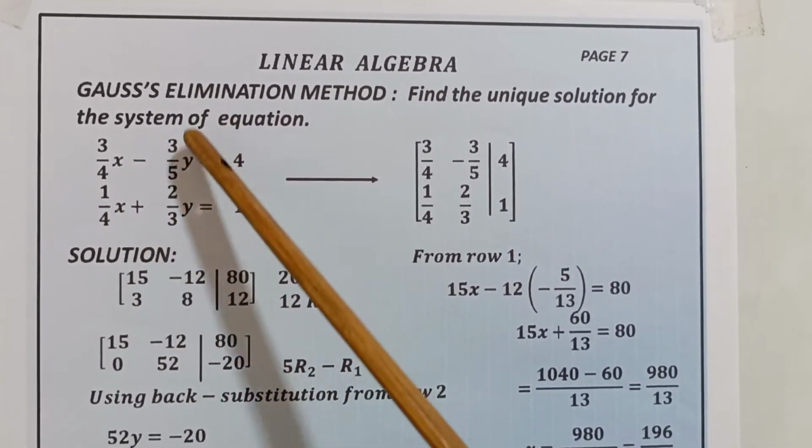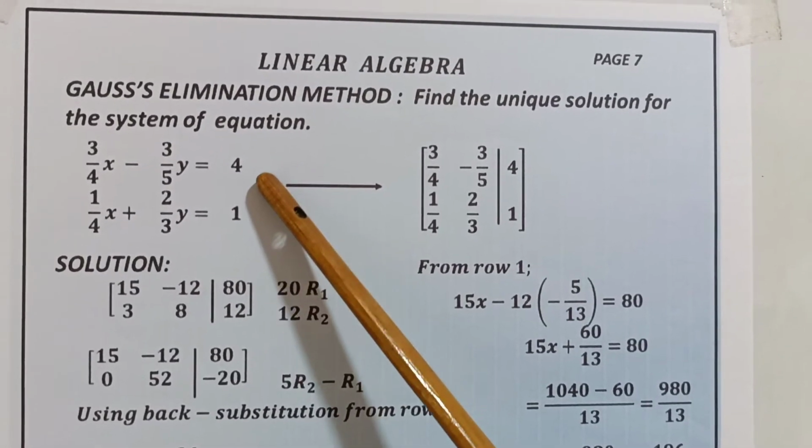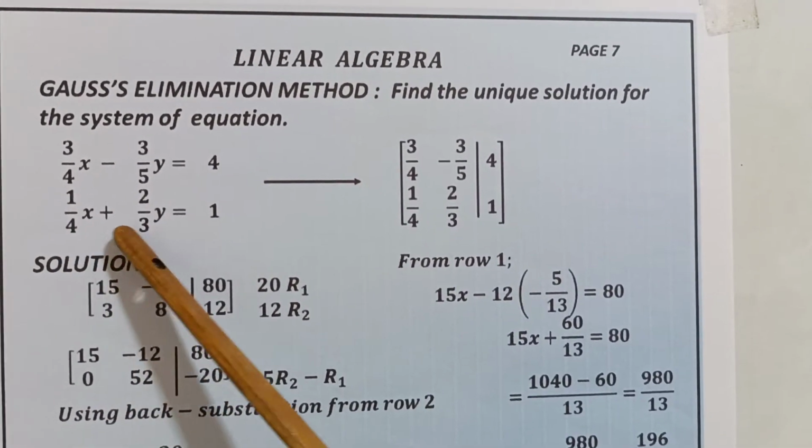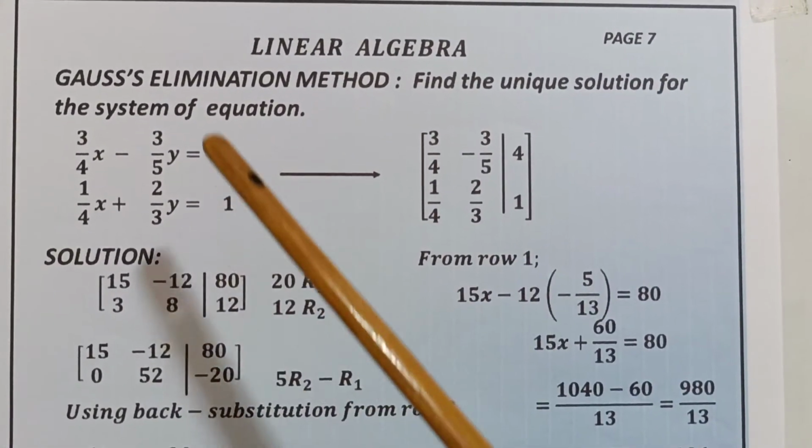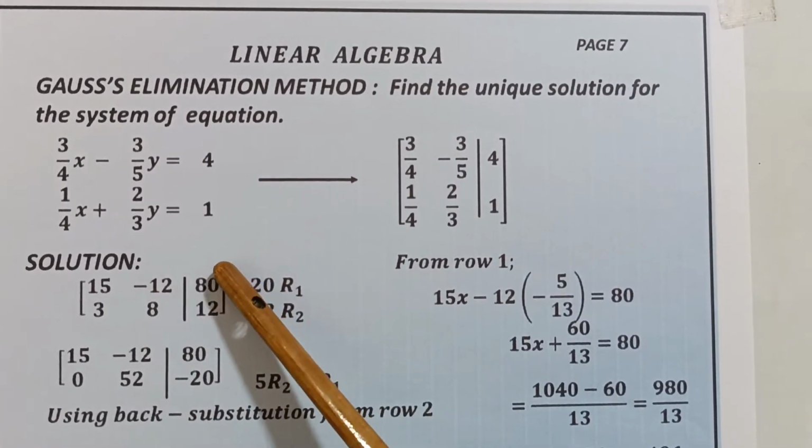3/4 x minus 3/5 y is equal to 4. And the other one is 1/4 x plus 2/3 y is equal to 1. We are asked to solve this and find a unique solution for the system of equations.